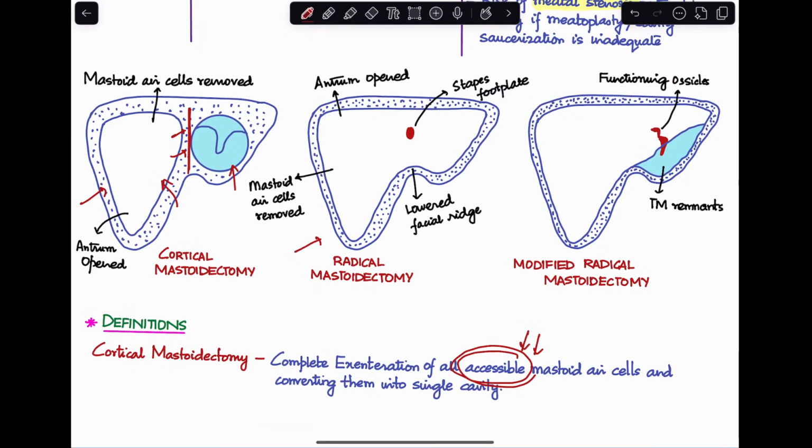We see how the antrum as well as the ear canal have been converted into a single large cavity. This is where the facial ridge lies. So we lower the facial ridge and smoothen it out so as to form a continuous floor over here. And you can see that the only ossicle that remains is the stapes footplate. And somewhere here will be the eustachian tube. So we even end up blocking the eustachian tube opening. So we can see a huge cavity over here. This is what radical mastoidectomy is.